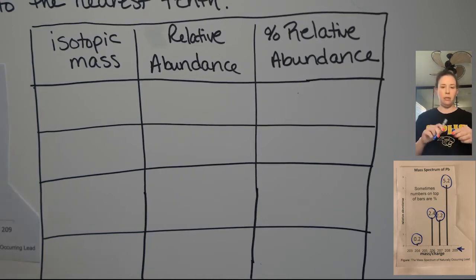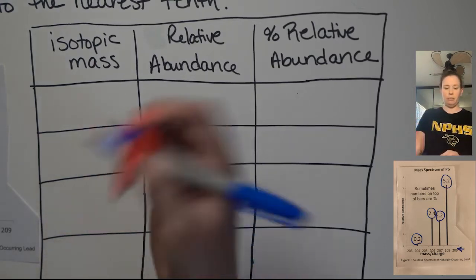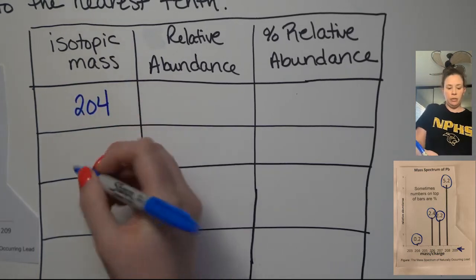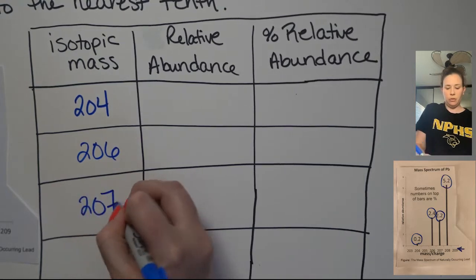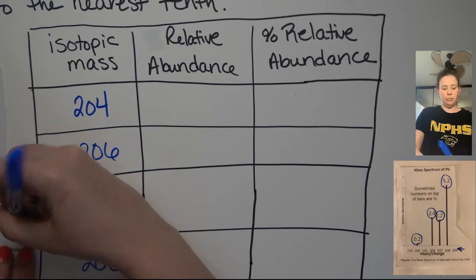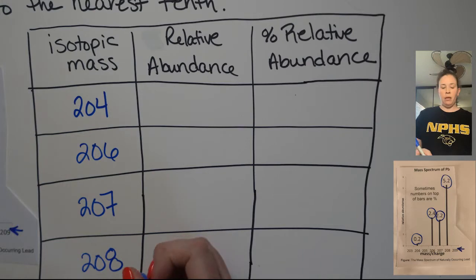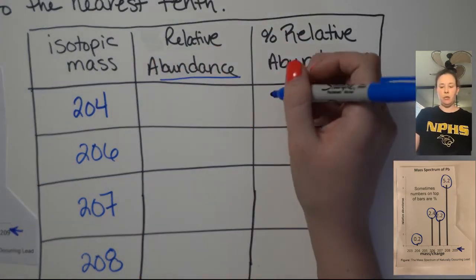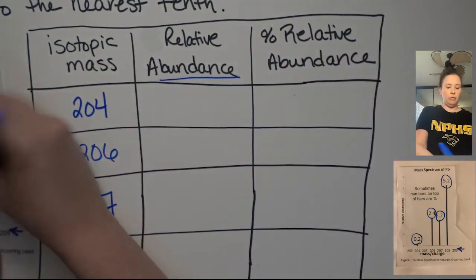So I see at the bottom of the graph there are 4 different isotopes of this atom. The first mass is 204, the next mass 206, then 207, and also 208. So you do have to look at the bottom of the graph to figure out what your isotope masses are. Then we're going to look at the abundance of the isotopes. The abundance will be the numbers at the top of the graph.